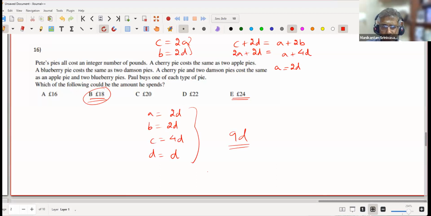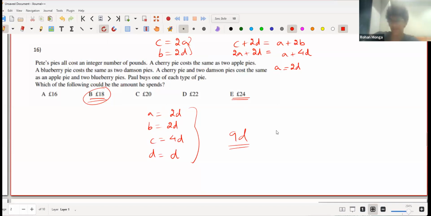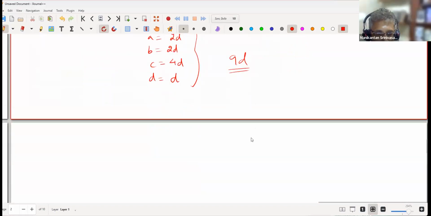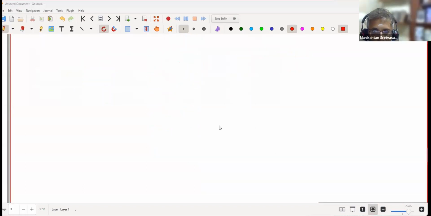Rohan, what is your mistake? Sir, I had the same idea, but I got 12D somehow, and I got C equal to 6D, and A equal to 3D. So something I must have done. Yeah, all right. Some silly mistake you can check. Fairly easy question only. Yeah, it was an easy question.